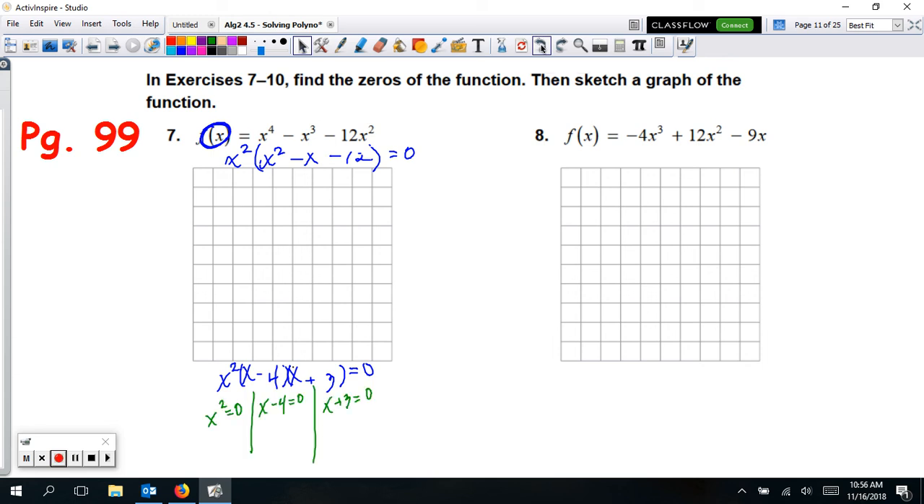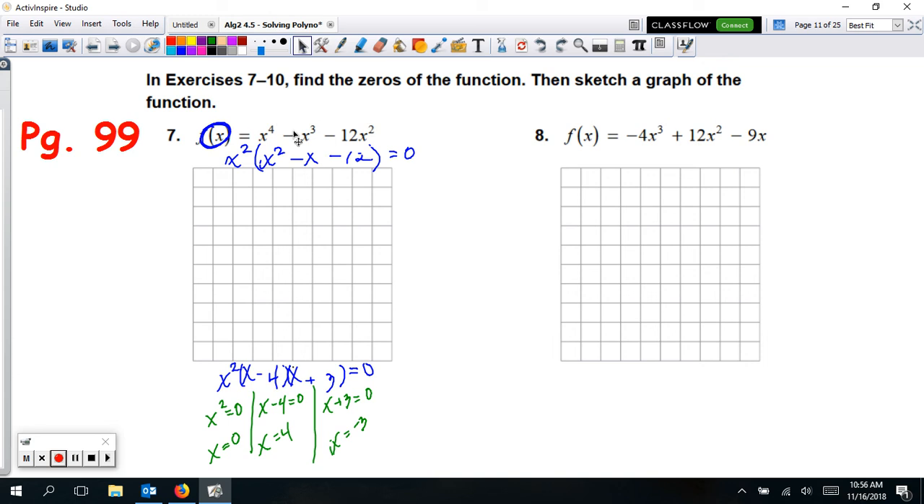So set each factor equal to 0. We have x squared equals 0, which we know is just going to be 0, like I said before. That GCF will always just be your 0. And then this one is going to be a positive 4. This one will be a negative 3, because when you subtract 3, you get negative 3. So those are our x-intercepts. That's where it's crossing the x-axis.